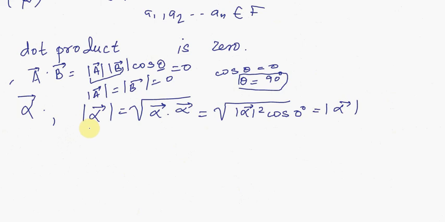And then observe that the dot product can be thought of as a function that takes two vectors and gives a scalar as an output. Okay, and the field F could be real or complex depending on what kind of vector space it is.